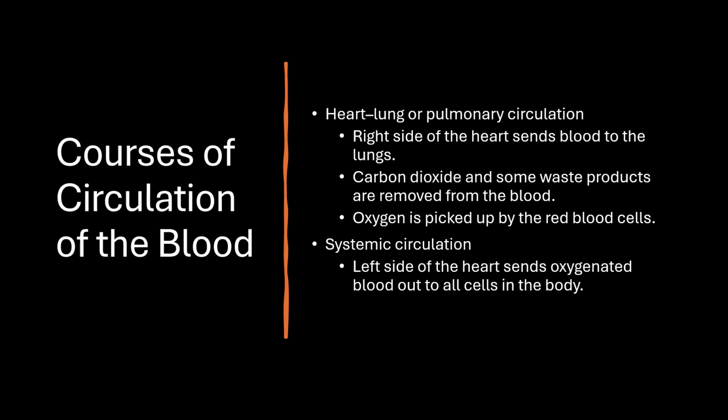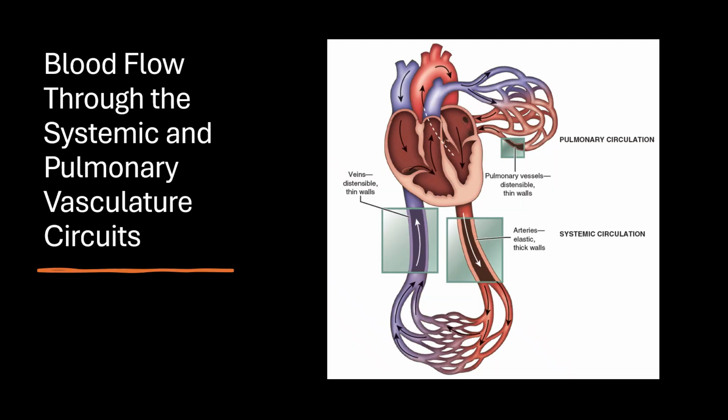Now let's take a closer look at courses of circulation of the blood. The body uses two circulation pathways. Pulmonary circulation, the right heart pumps blood to the lungs for gas exchange. Systemic circulation, the left heart pumps oxygenated blood to the entire body. These two circuits work together continuously, ensuring oxygen delivery and waste removal. This diagram shows the key components for blood flow through the systemic and pulmonary vascular circuits.